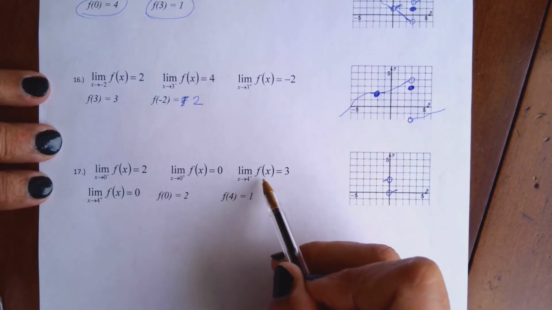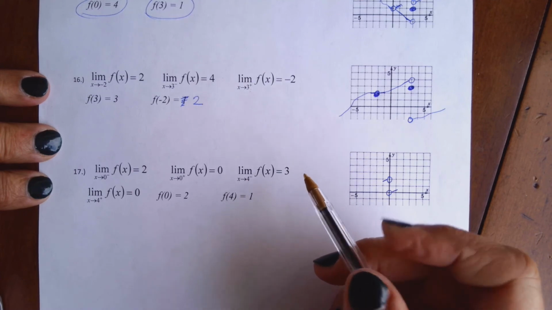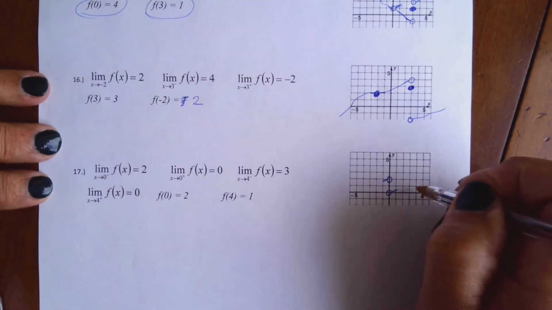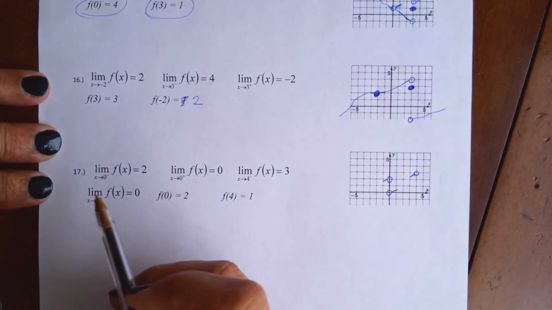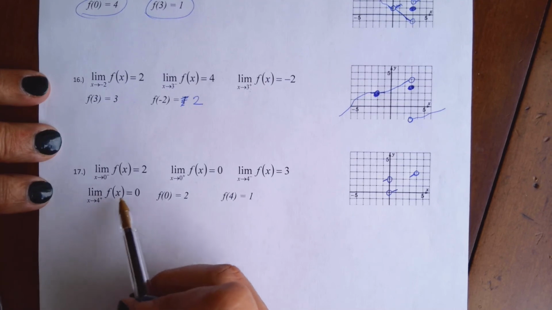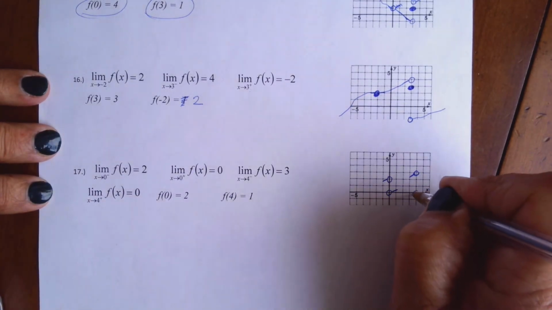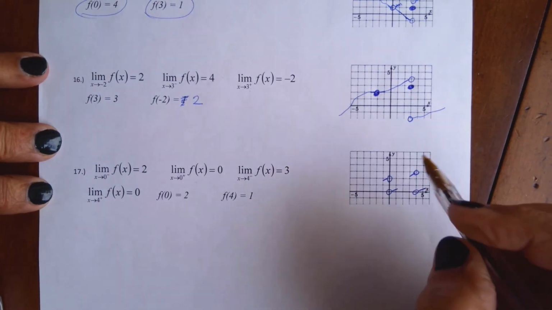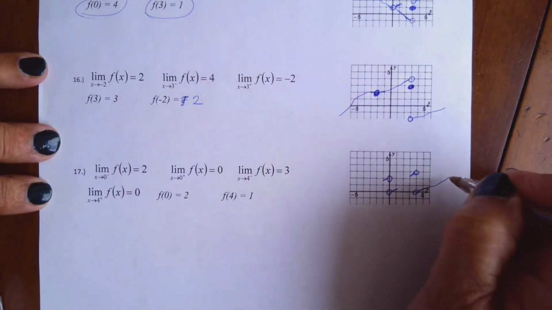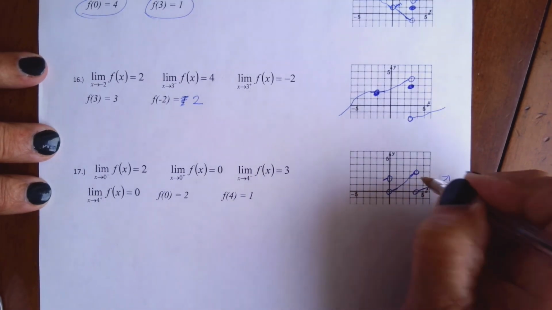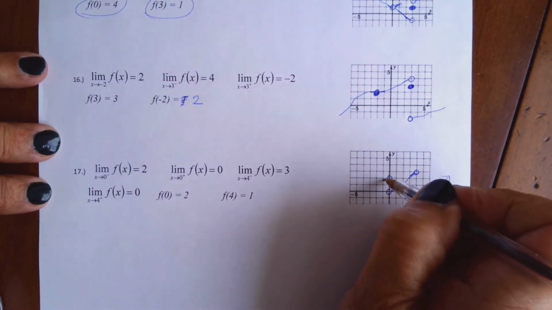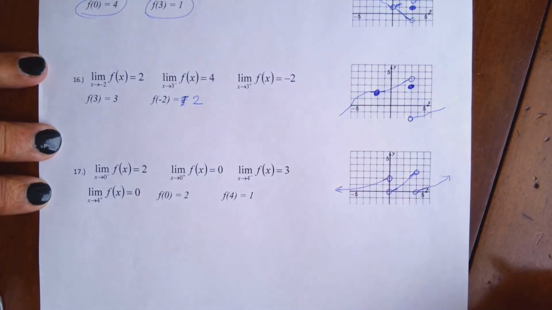The limit as x approaches 4 from the left is 3. So 4, 3. So from the left. And then the limit as x approaches 4 from the right is 0. So 4, 0. The right side would be here. Okay, so now I can connect my dots. This side is the end of the graph, so I don't know what's going on over there. These two will be connected. And then this is the end over here, so it can go up or down, it doesn't really matter.